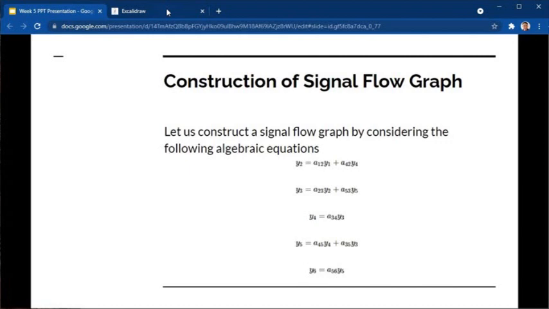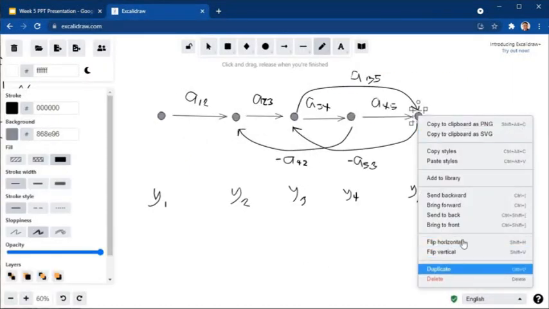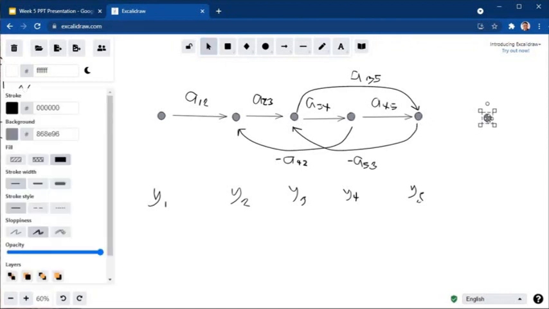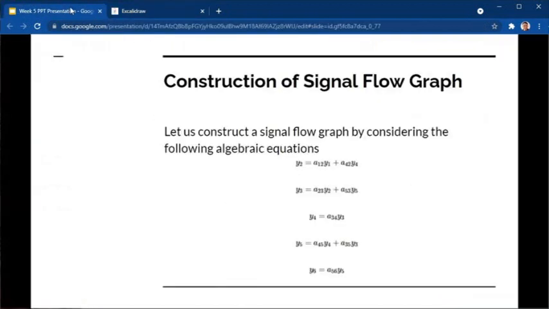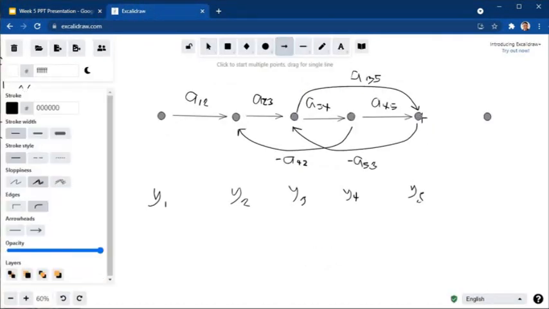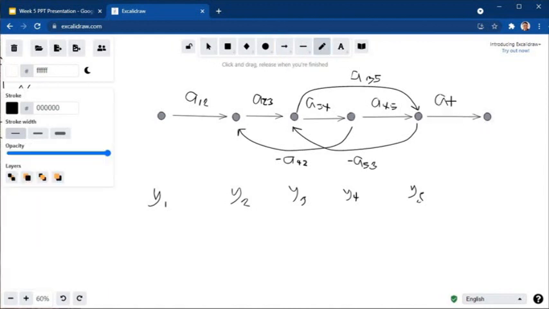Lastly, we have to add another node. That's why the most ideal step is to place all the nodes first and then see the directions. But again, I did it one by one, just to show you the step-by-step process. Y6 is equal to the gain from node 5 to node 6 times Y5. So this one, A5, 6. So this is our signal flow graph from the given equations.